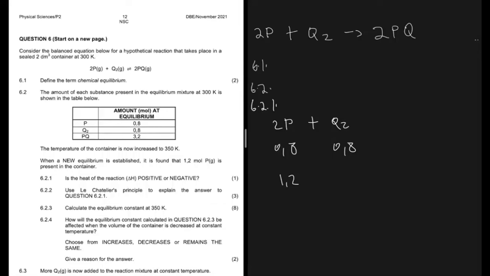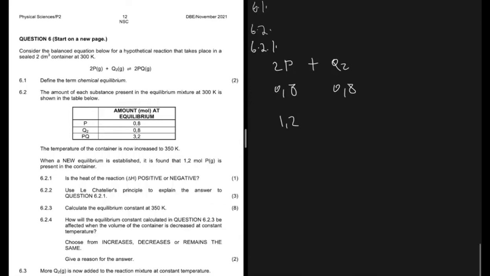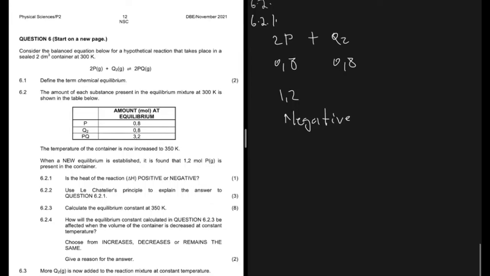So the enthalpy, or the heat of the reaction of the forward reaction, is negative. So our answer for 6.2.1 will be negative, because the reverse reaction was favored by an increase of temperature. If the forward reaction was favored, then we're going to say the heat of our reaction is positive.